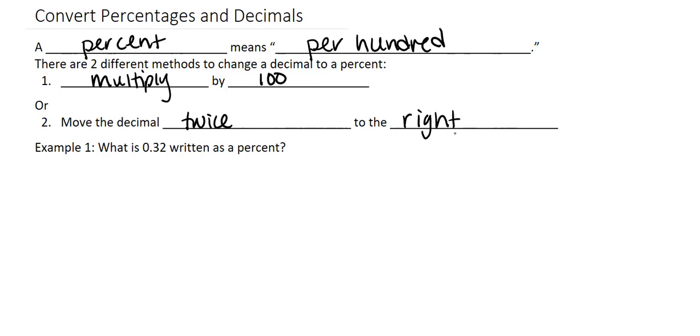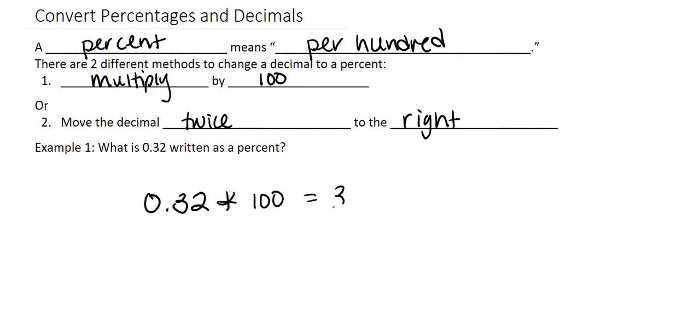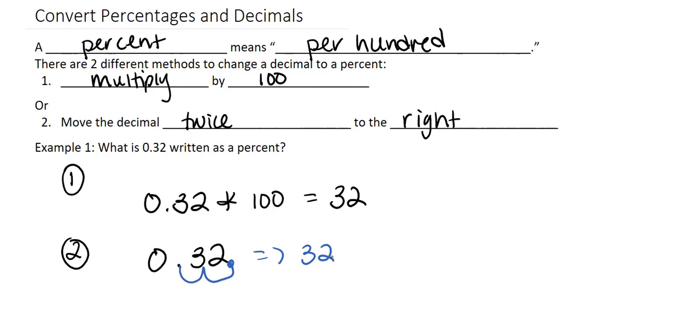Now, example 1, what is 0.32 written as a percent? So if we were to do the first method, let's get the calculators out. That's equal to 32. So we can call it method 1, or we can do method 2, right? And we just move the decimal to the right twice. 1, 2, the end there. So we get 32. So you can see how both methods get there.